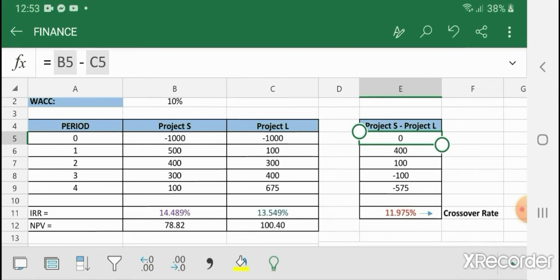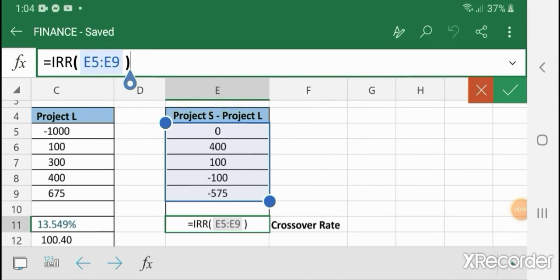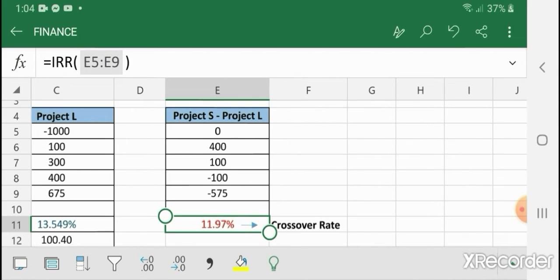To calculate the crossover rate between the two projects, we need to first take the difference of the cash flows by subtracting Project L cash flows from Project S cash flows for each period. So we'll take Project S initial investment minus Project L initial investment, up to the fourth period. To calculate the crossover rate, we simply take the IRR of these differences by inputting the IRR formula in Excel. So 11.97% will be the crossover rate of Project S and Project L.